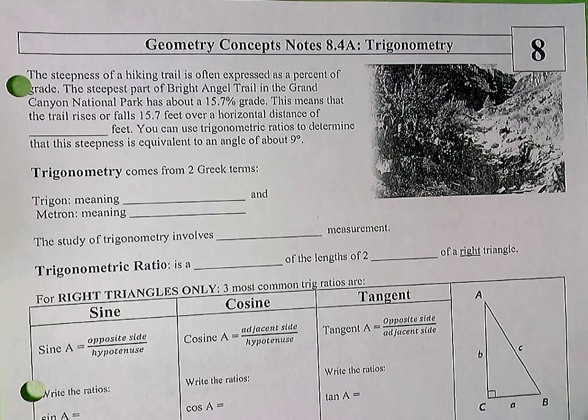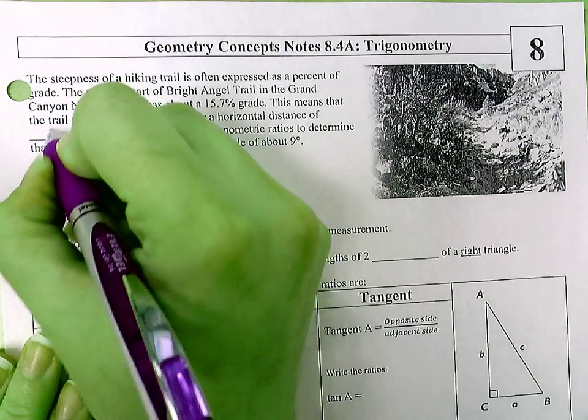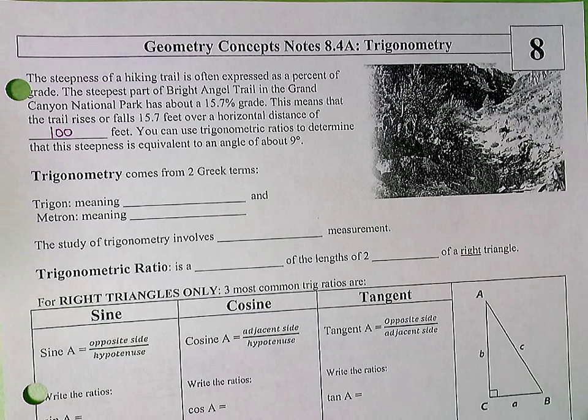The steepness of a hiking trail is often expressed as a percent of grade. The steepest part of Bright Angel Trail in the Grand Canyon National Park has about a 15.7% grade. This means that the trail rises or falls 15.7 feet over a horizontal distance of 100 feet. You can use trigonometric ratios to determine that the steepness is equivalent to an angle of about 9 degrees. So you can find out what that angle measure is given those two sides, or if you're given the angle, you could figure out one of the other sides.